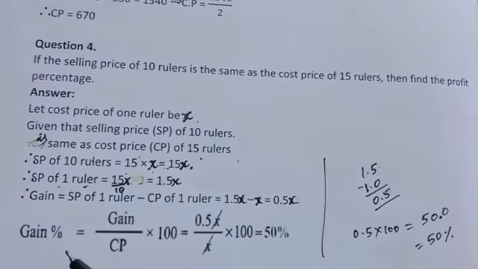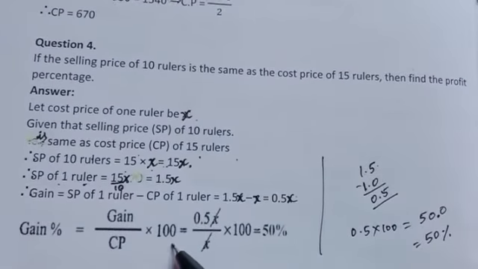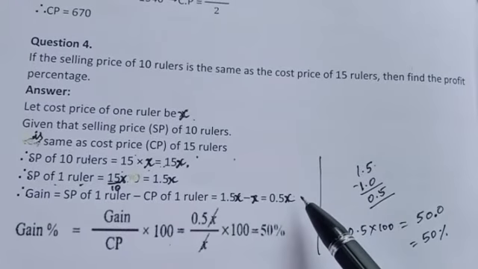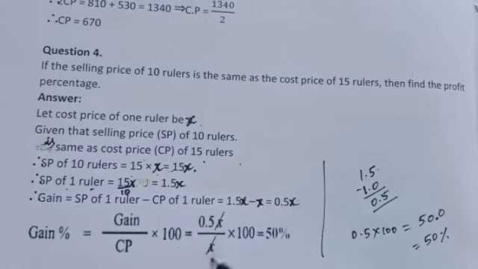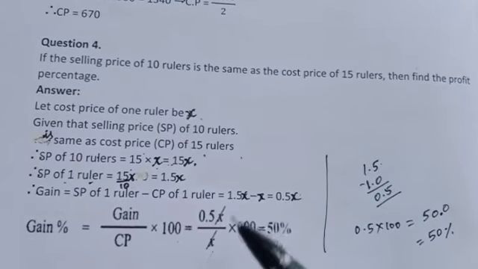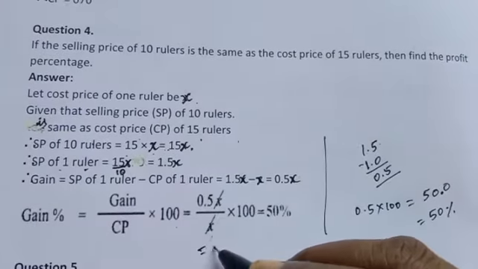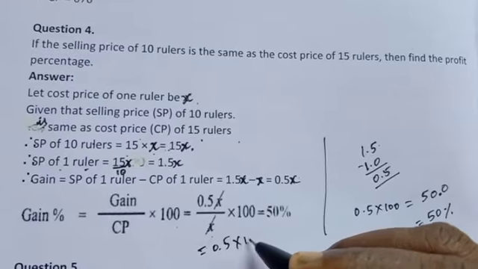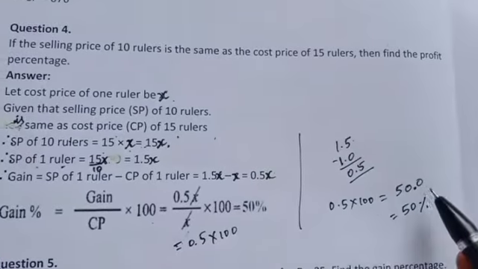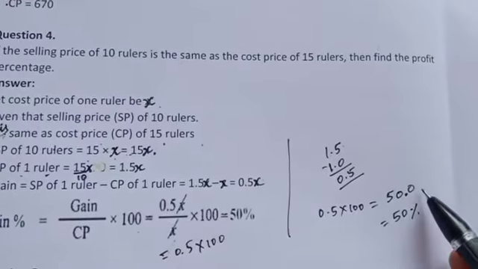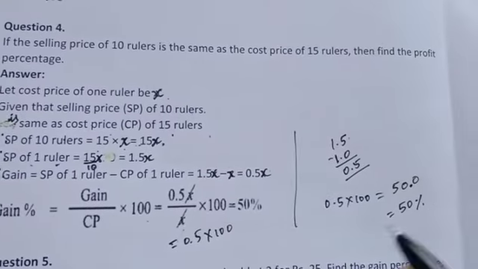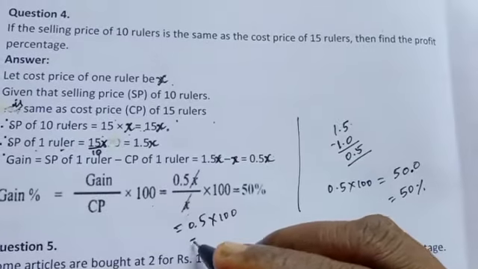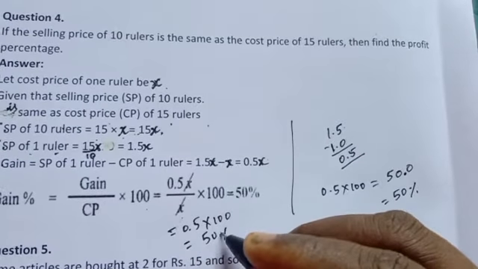We want to find the gain percentage. Gain by CP into 100. Gain we found is 0.5x, by CP which is x. x cancels. After cancelling we have 0.5 into 100, which is 50 percentage.